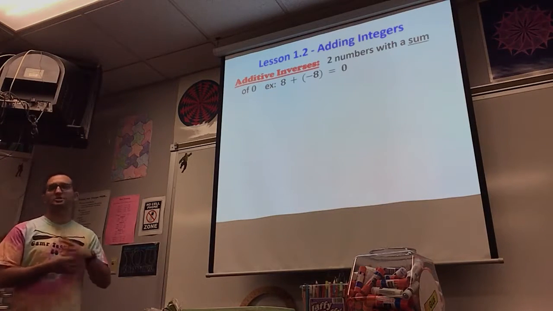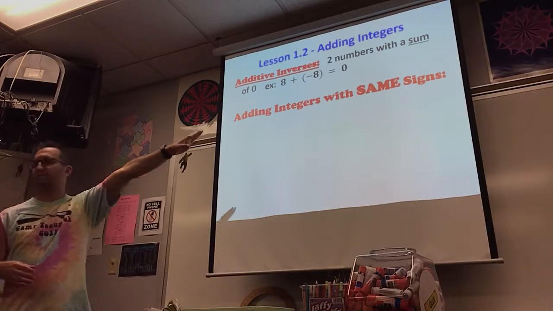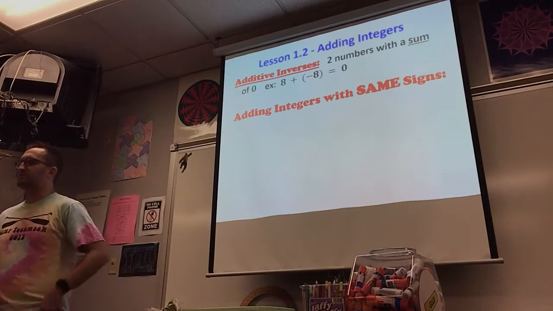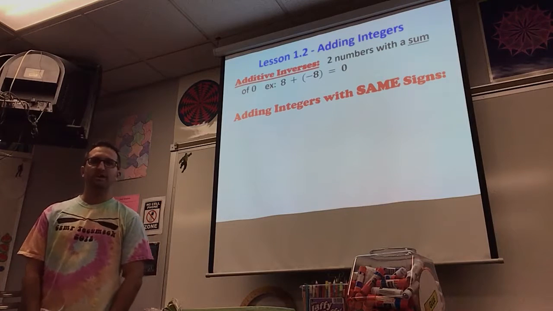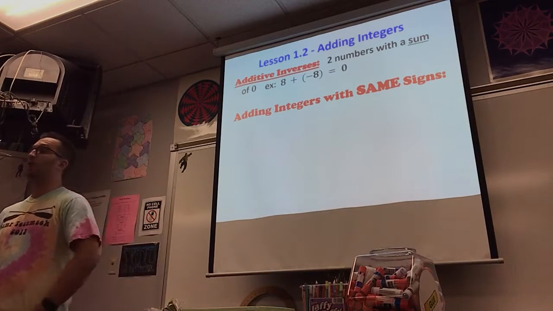So once you have that definition and that example in, go ahead and glue in your first green sheet. It's the adding integers with the same signs. We're going to do the same signs first. We got a little rap we're going to do today. It's going to be nice. Y'all are going to love it. We're rapping.